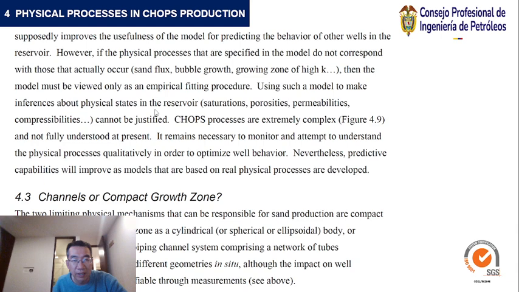Channels or compact growth zone. These are the two limiting physical mechanisms that can be responsible for sand production and compact growth of the yield zone. A remodeled zone as a cylindrical body. This leads to different outcomes, although the impact on well productivity may not be quantifiable through measurement.